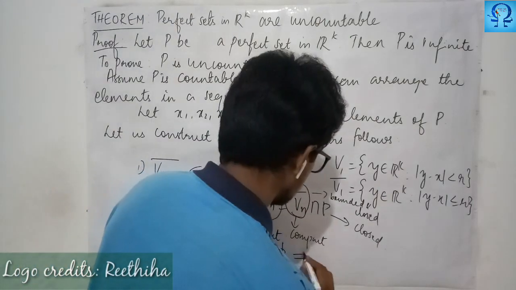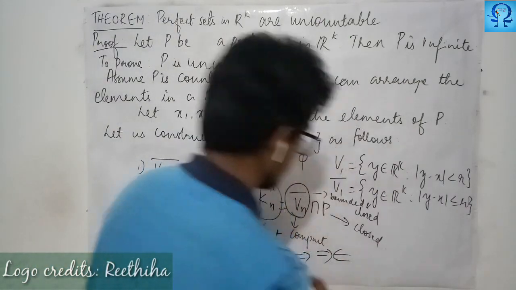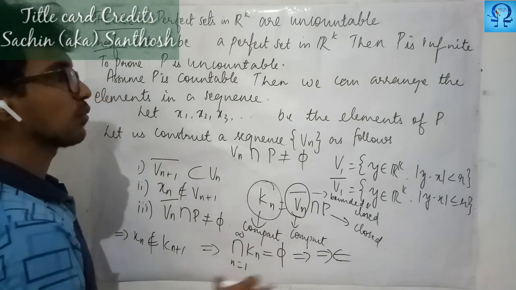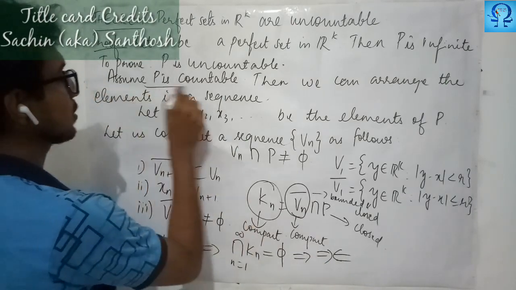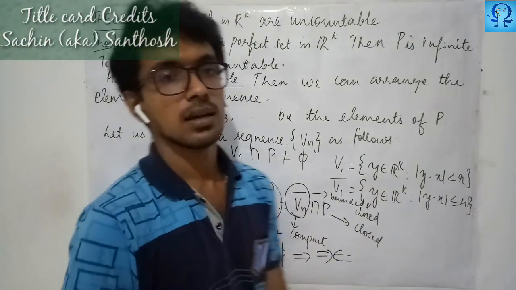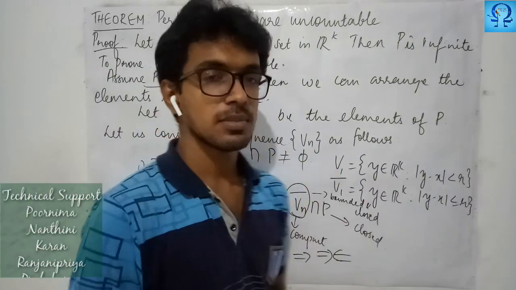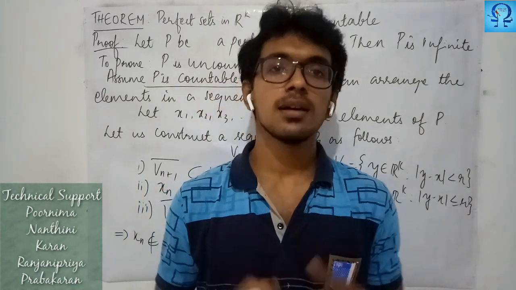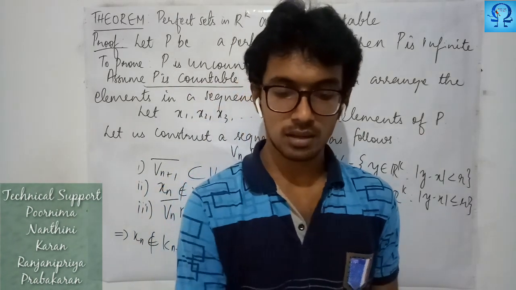So this leads to a contradiction. When it leads to a contradiction, the assumption must be wrong. What was the assumption? The assumption was that the set is countable. So the assumption must be wrong and we come to the conclusion that perfect sets are uncountable.